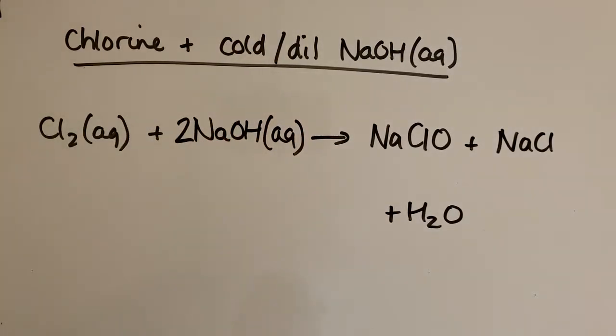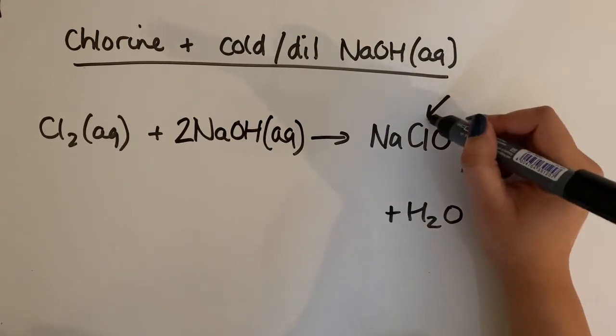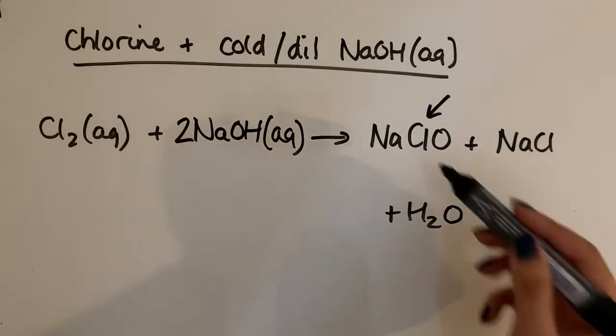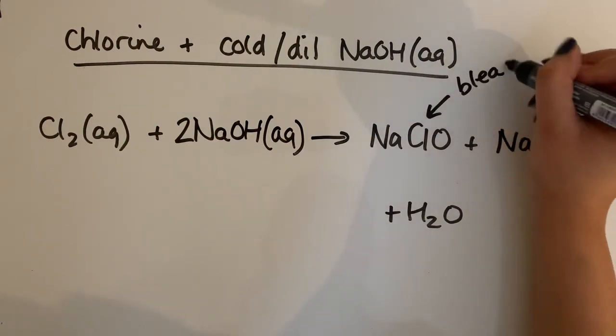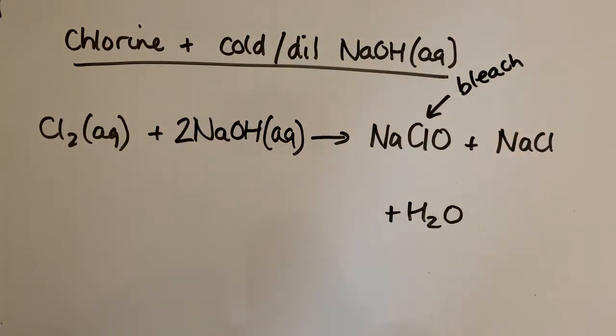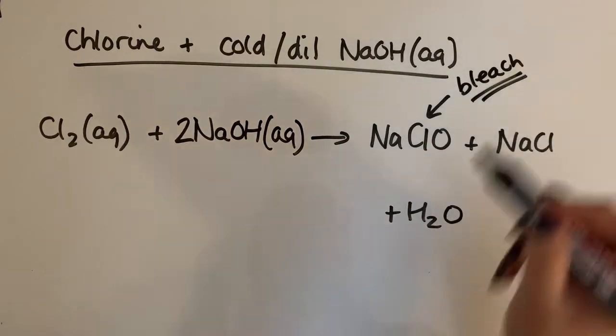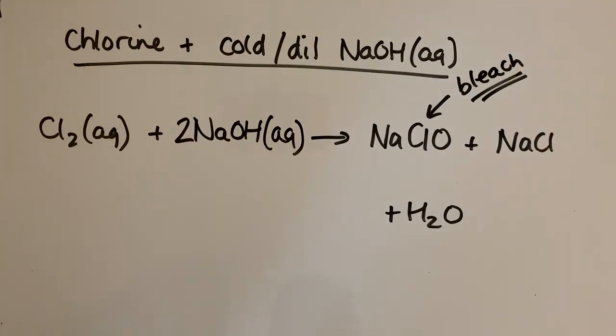Okay, so over here, the sodium chlorate is also going to give off chlorate ions. So this is the major component in bleach. So sodium chlorate, so this reaction is basically how we make bleach. This is the main component in bleach. And this is essentially how bleach is made. Okay, so we form sodium chlorate, sodium chloride, and water.